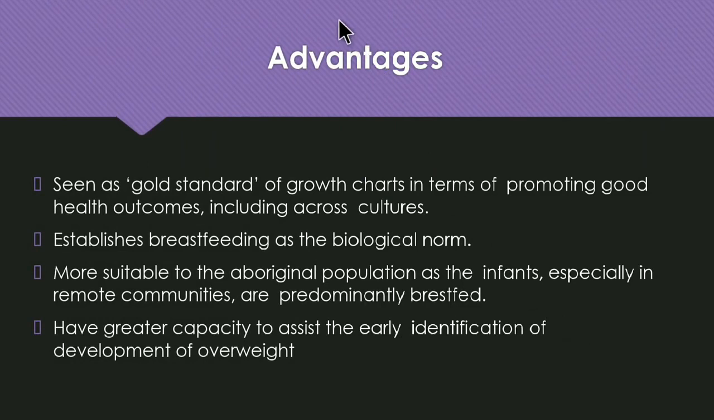Now, what are the advantages of the growth chart? It is taken as the gold standard for identifying the health outcomes in the societies across the cultures, because it helps in identifying the early malnutrition problems in the children. It also helps in establishing breastfeeding as a biological norm, because in cities, breastfeeding is not considered as important. But to understand the growth of the child, a growth chart needs to be plotted, and to plot the growth chart, breastfeeding should be done. So that is why it helps in establishing breastfeeding as the biological norm.